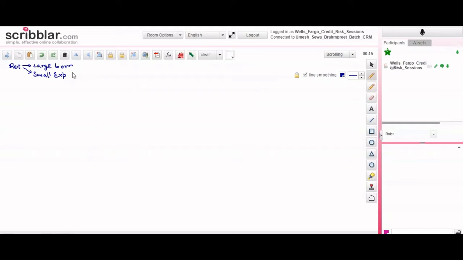The small exposure is less than 1 million euro. If what I have is less than 1 million euro, then I'll say that the exposure is a small exposure.